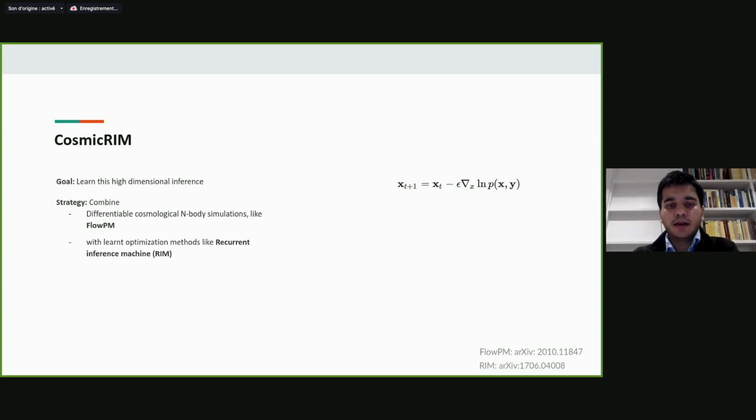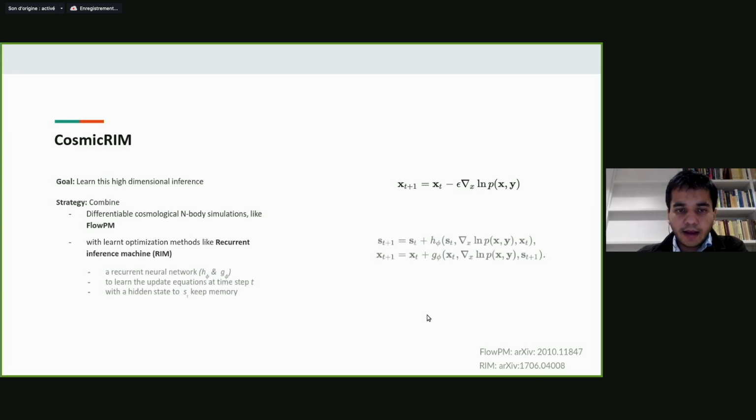So the one that we ended up using here is called the Recurrent Inference Machine, RIM, which was first proposed in this paper. What it does is essentially use a recurrent neural network, which has 2 functions, h and g. These 2 functions essentially try to learn the update equation at any time t. And since it's a recurrent neural network, it also has a hidden state s, which can keep a memory of the past updates it has seen.